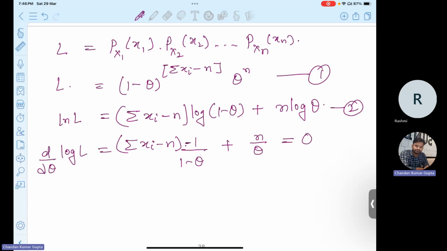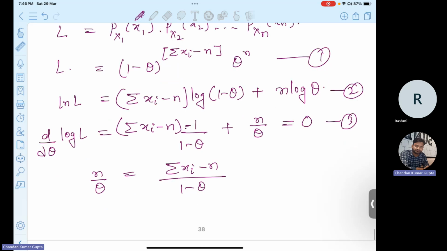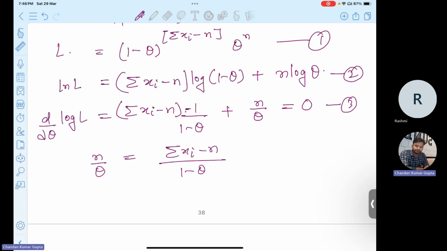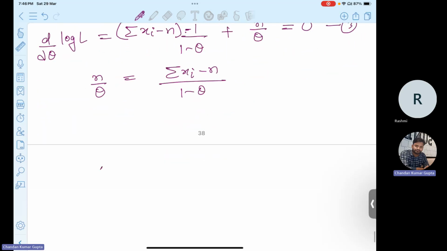And then equate this to 0. This is equation 3. So equation 3 is the log likelihood equation, and with the help of this equation 3, we can solve for theta. So from here, n by theta is summation xi by n times 1 minus theta. Now it's simple, we need to solve for theta only. We just need to transform those, and at last, after transformation, we will find the solution. I'm just writing the solution.